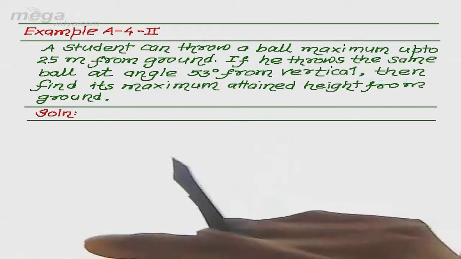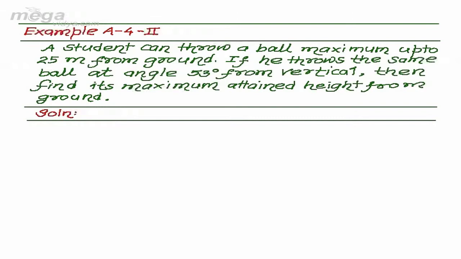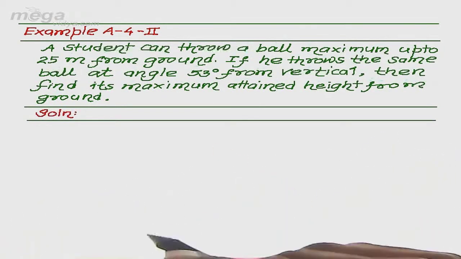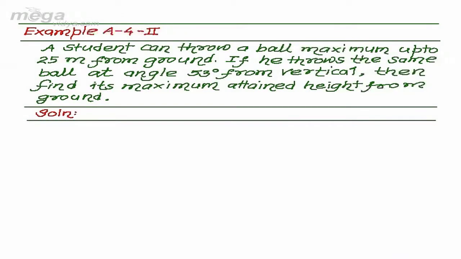A student can throw a ball maximum up to 25 meter, meaning it is the maximum possible height up to which he can throw the ball, and to attain its maximum height, the ball must be thrown directly vertically upward, meaning perpendicular to the ground. If a student throws the ball at angle of projection 90 degree, then only he will be able to throw the ball up to the maximum possible height.